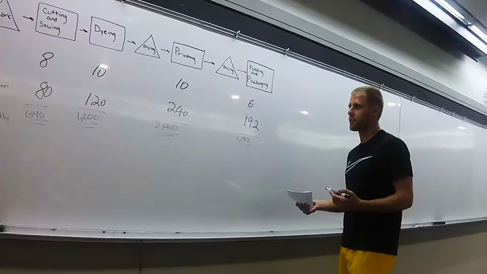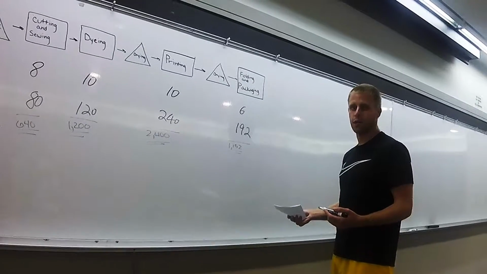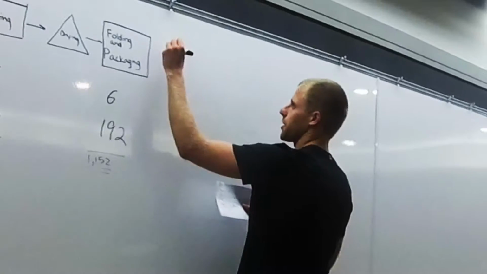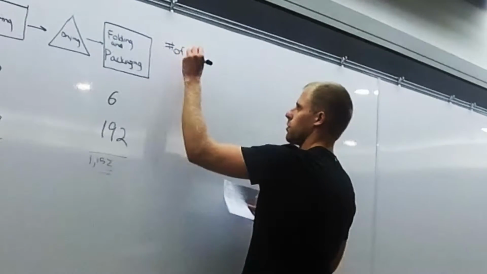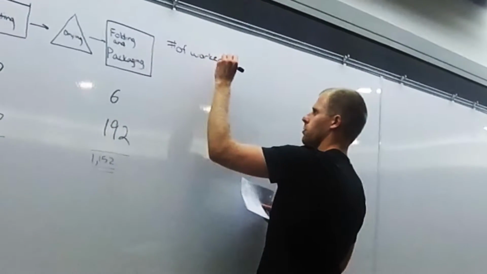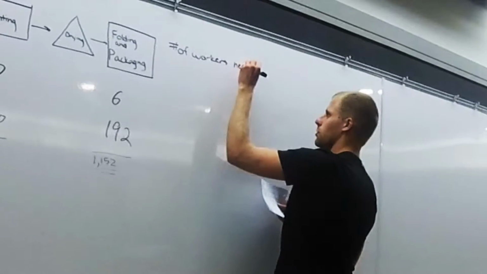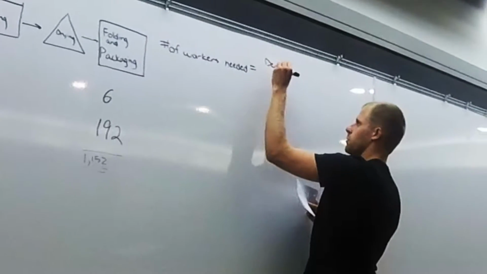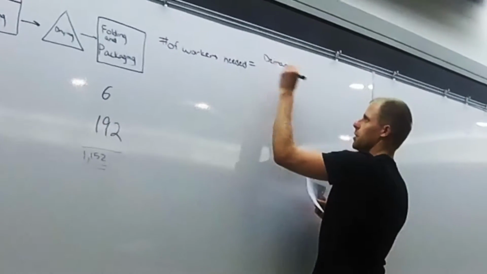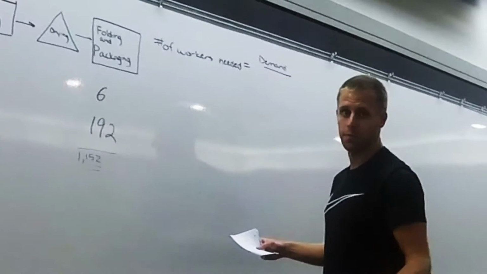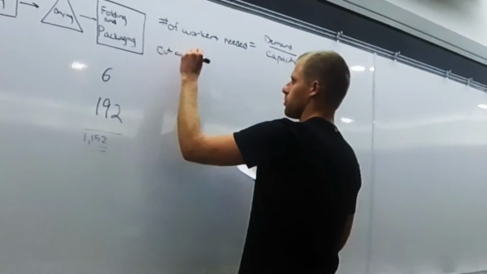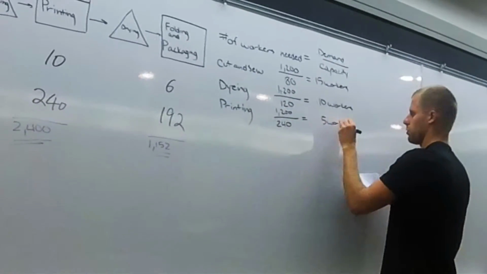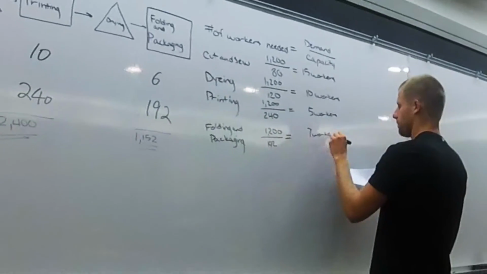What line balancing is, based on the demand that you're about to incur, we're going to try to determine how many workers you're going to need to meet that demand. You take your number of workers needed, which is equal to your demand divided by each activity's capacity for producing shirts per day. Workers needed.